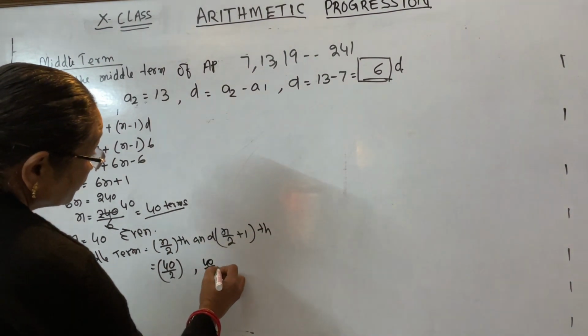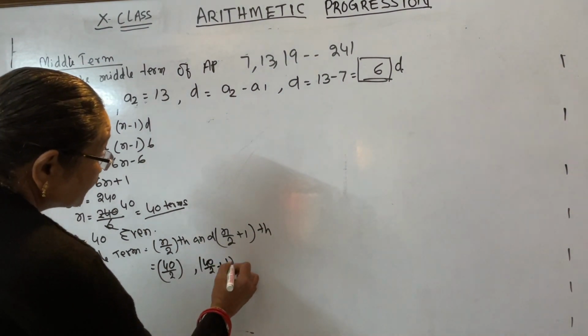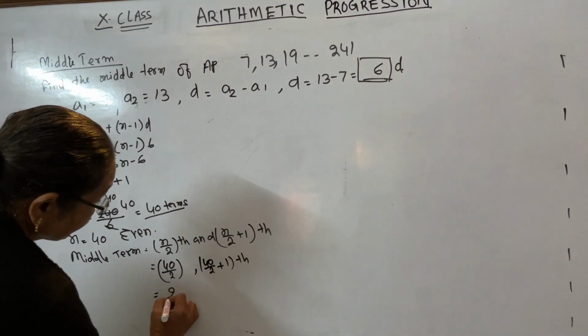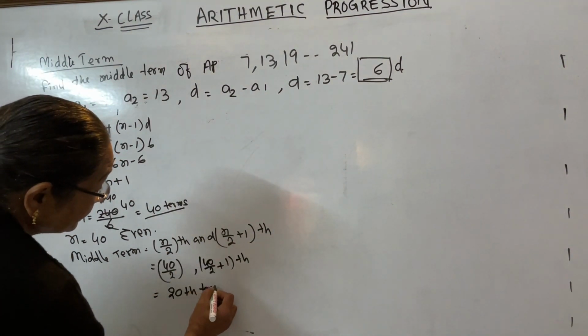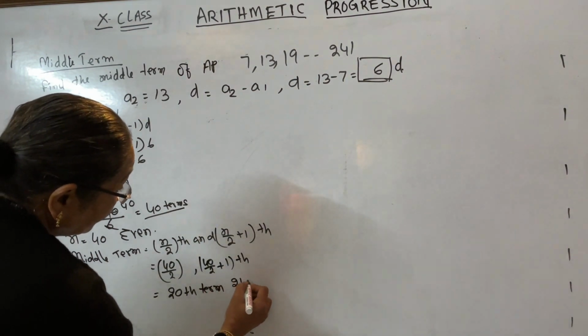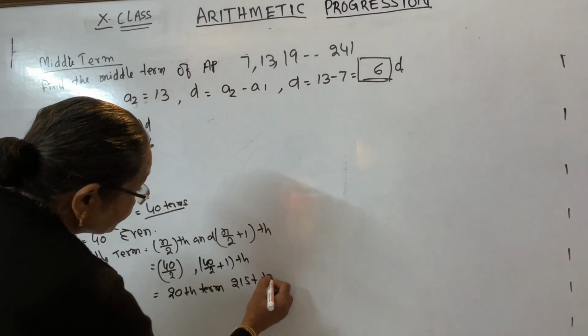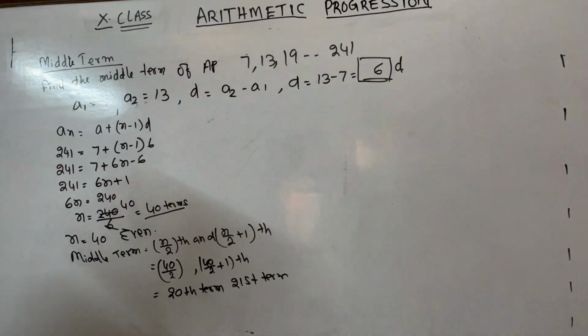40 upon 2 plus 1 term. That is the 20th term and the 21st term. These two terms are our middle terms. So how to find them?